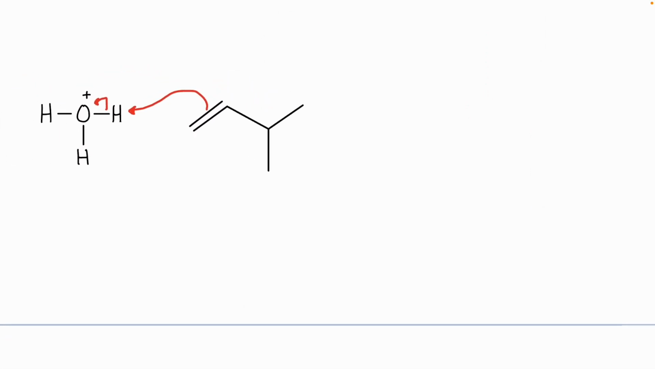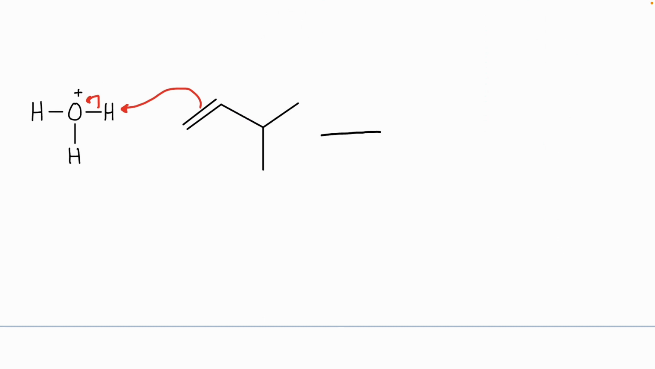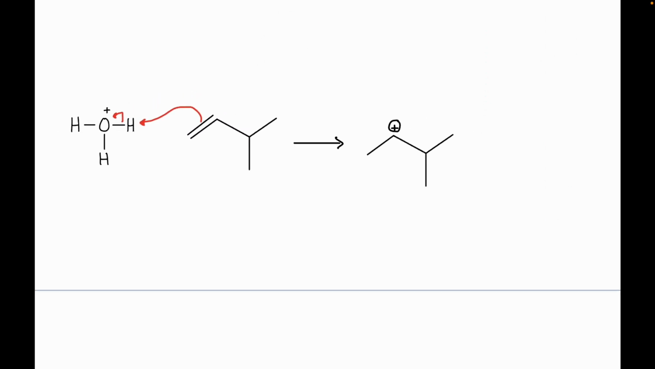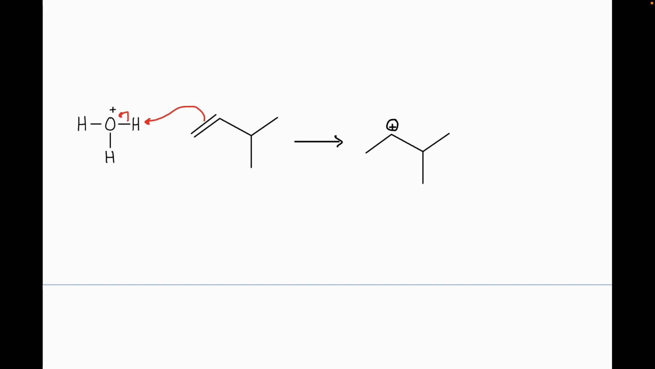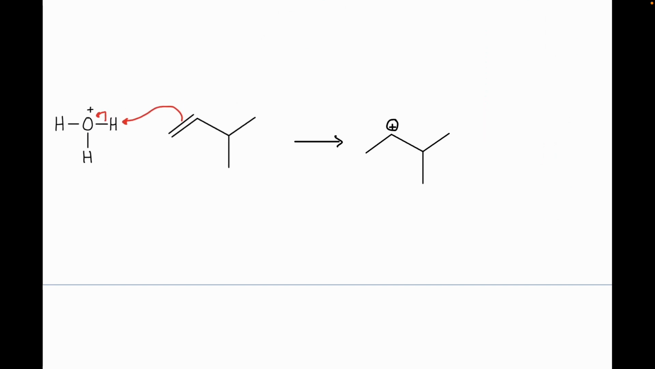Okay. And so we get this intermediate that we see quite a lot in organic chemistry, the carbocation intermediate. And that's what explains the Markovnikov addition here, is that that carbocation wants to form on the more stable, more substituted carbon. It is more stable on the more substituted carbon.